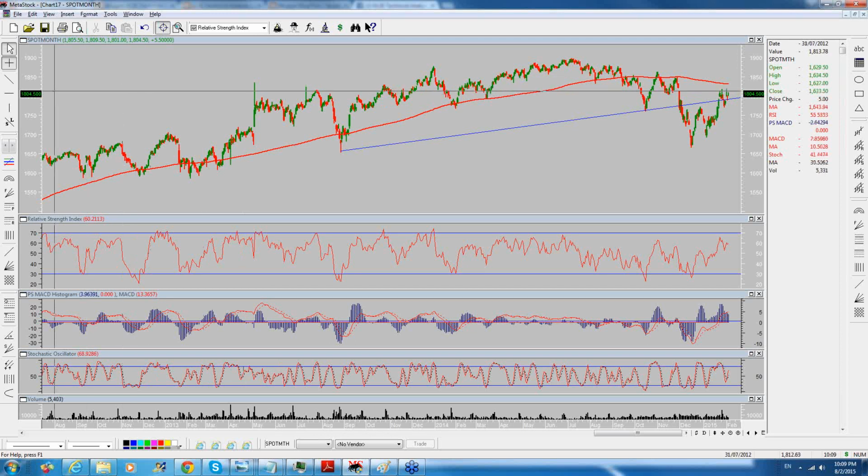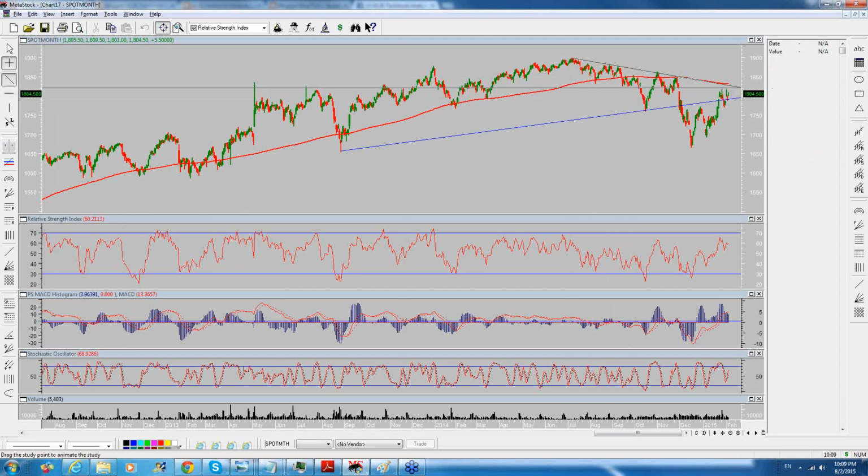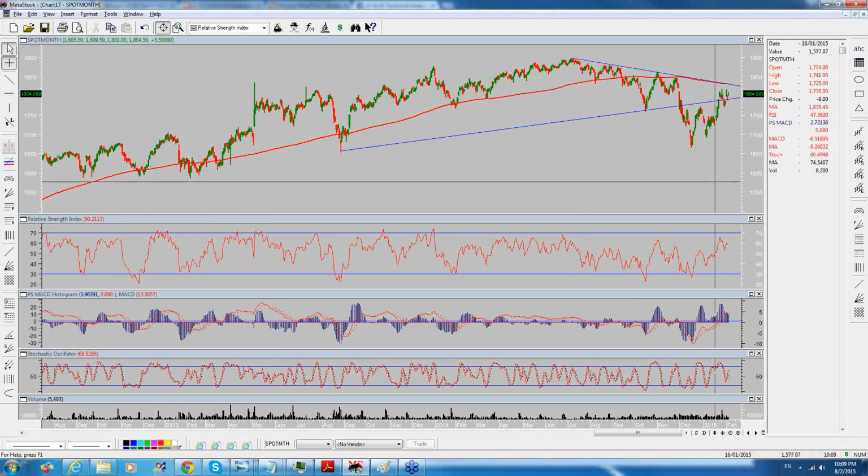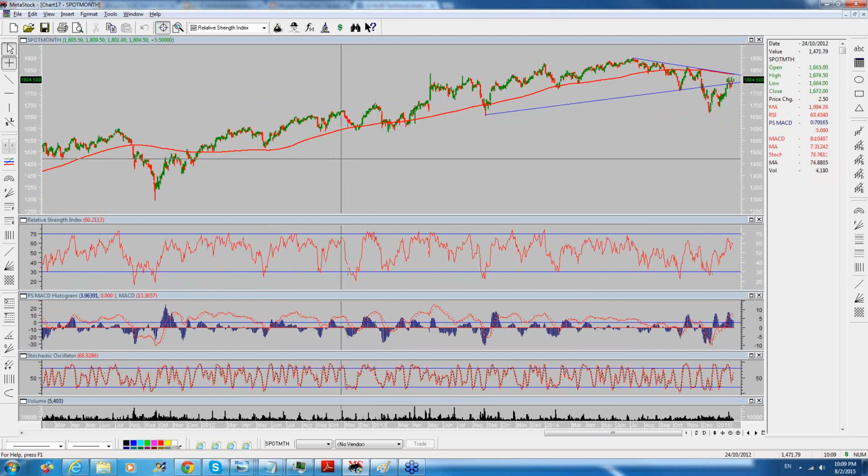And the second trend line which I draw is from here. This is a critical trend line which I use. You hold on.